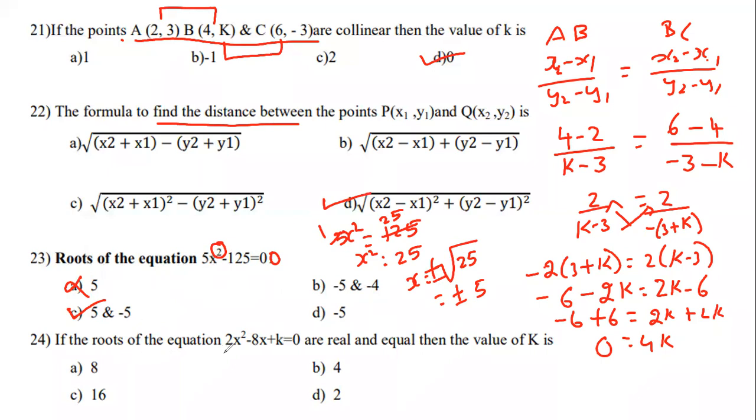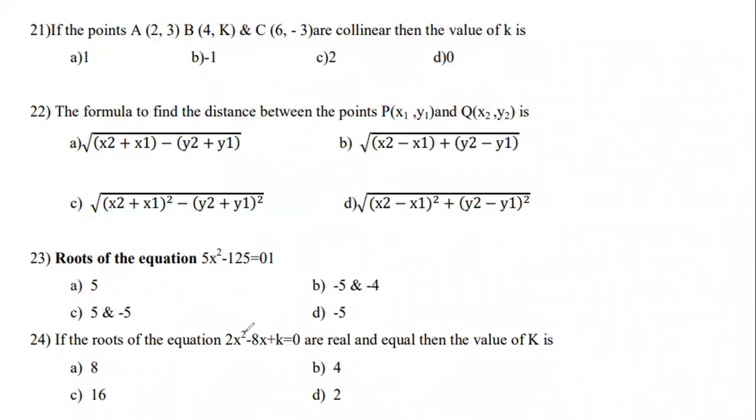Next, if the roots of the equation 2x square minus 8x plus k equals 0 are real and equal, it means delta becomes 0. Is it right? Yes, I'll show you. Roots are real and equal means delta becomes 0. The formula is delta equals b square minus 4ac.